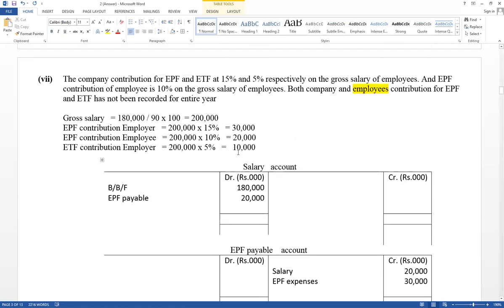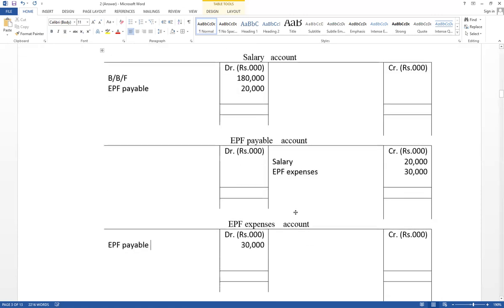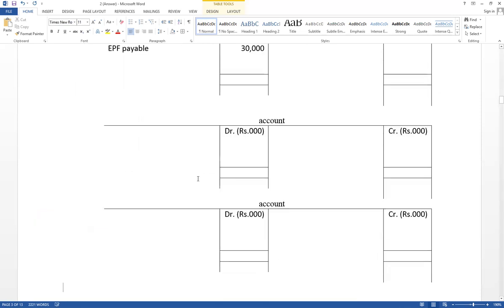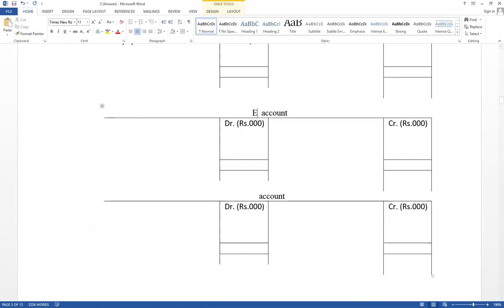ETF also same way. There are 2 ledger accounts for ETF. ETF expense account debit, ETF payable account credit. ETF expense as well as ETF payable, value equal 10,000. ETF expense account debit, ETF payable account credit. Therefore, here as ETF payable and here as ETF expense.